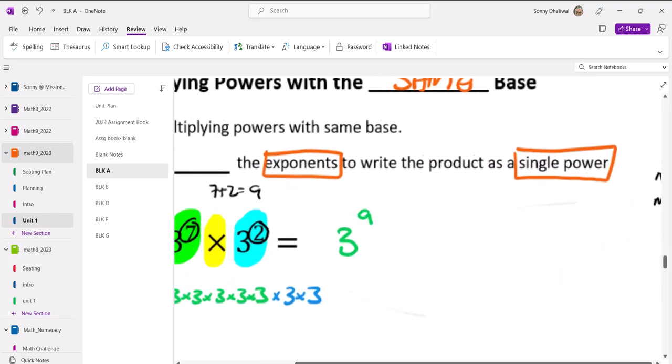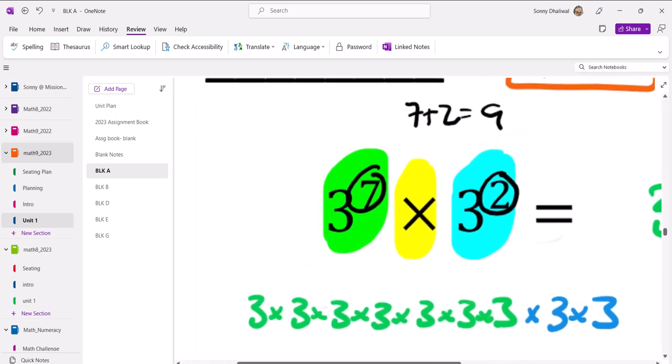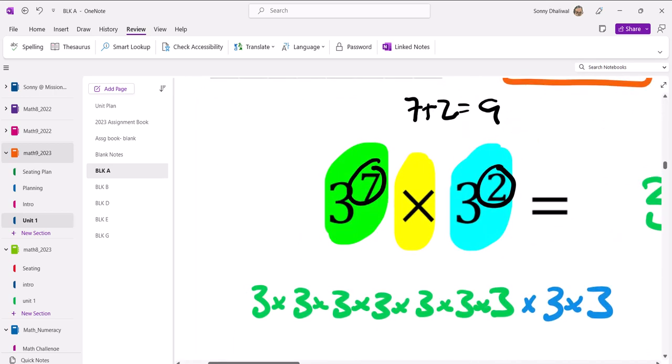So last day we started looking at slightly more complicated expressions. Now we have more than one power going on. And we looked at the very first rule. It's like, hey, what happens if you have two powers being multiplied?